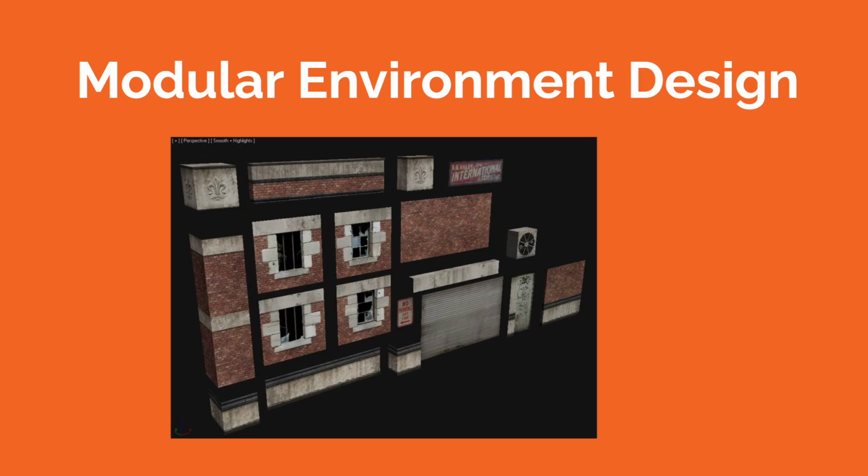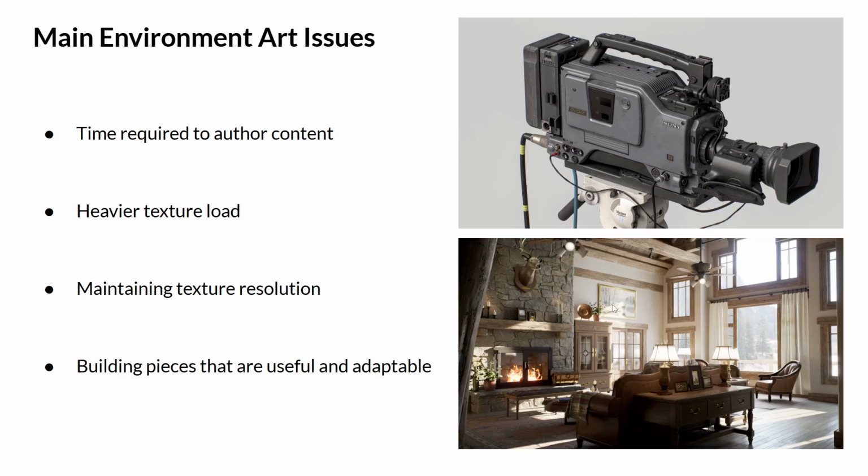So I've got a few examples that I can show you here. Just to go over some of the art issues that you might come across with modularity as well: if you're making everything bespoke, i.e. unique, you're going to have multiple different materials and textures, and they might not always be useful or adaptable for each different scene.